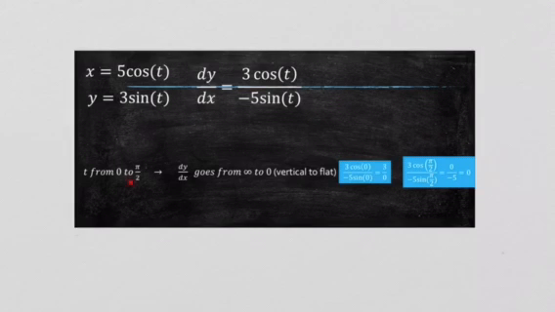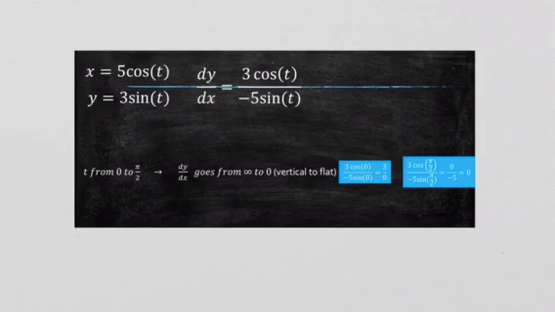So the first quadrant would be 0 to pi over 2. So what happens to dy/dx from 0 to pi over 2? Well, when t equals 0, 3 cosine 0 is equal to 3, because cosine 0 is 1. Negative 5 sine 0 is 0. So we're going to go from an infinite slope to, well, what happens at pi over 2?